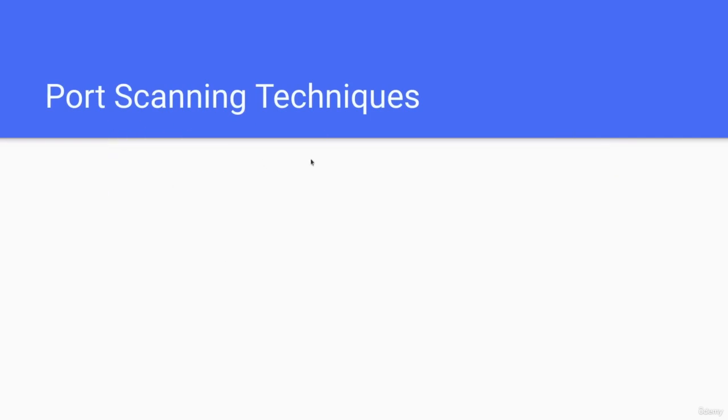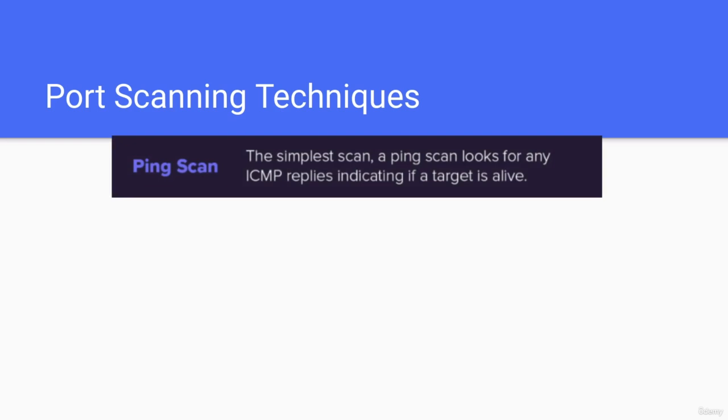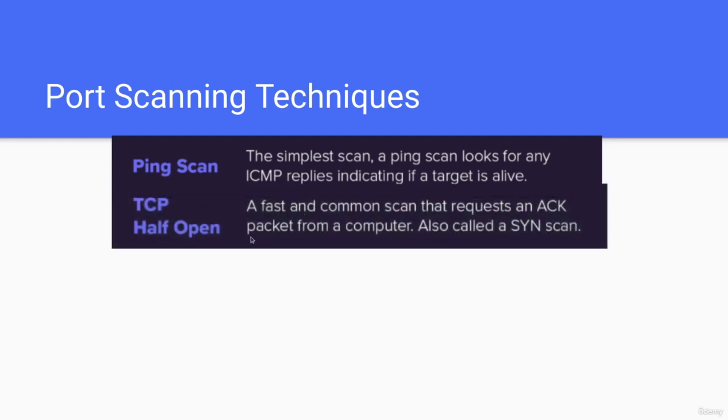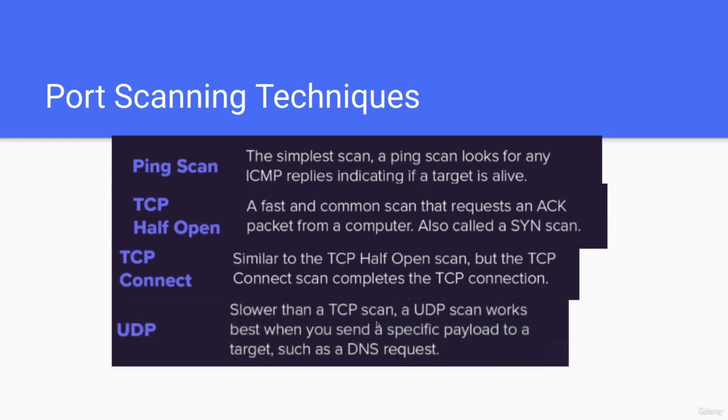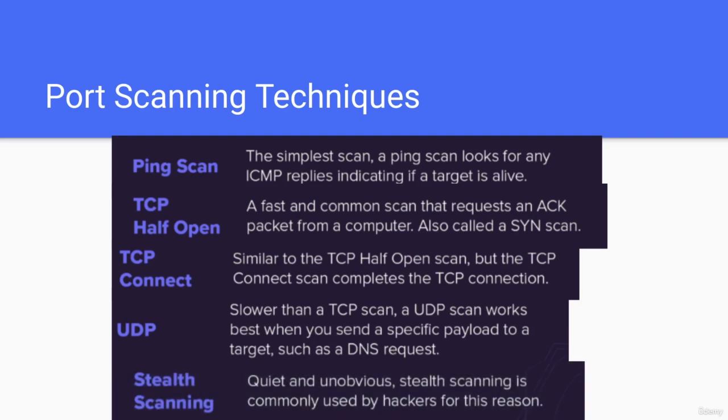Okay. Now let's start with port scanning techniques. By the way, this is just a general idea about the scanning techniques. We will go in depth on the Nmap scanning techniques, no worries, in a theoretical way, and we will have the hands-on later on. First, the ping scan. This is the simplest scan. A ping scan looks for any ICMP replies, which indicates if a target is alive. TCP half open is a fast and common scan that requests an acknowledge packet from a computer, also called a SYN, which means synchronization, or SYN scan. TCP connect is similar to the TCP half open scan, but the TCP connect scan completes the TCP connection. UDP is slower than a TCP scan. A UDP scan works best when you send a specific payload to the target, such as a DNS request. And we have stealth scanning, quiet and unobvious. Stealth scanning is commonly used by hackers for this reason.